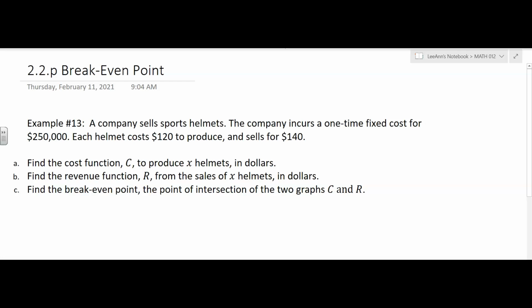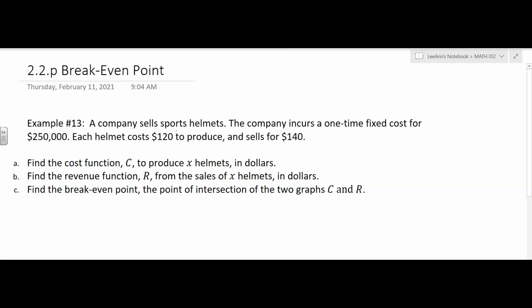All right, so in this problem, we're going to talk about what's called the break-even point. It's a concept in business and manufacturing. They'll give us some information, and then we'll go through these three different parts. It says a company sells sports helmets. So that's the product we're selling.